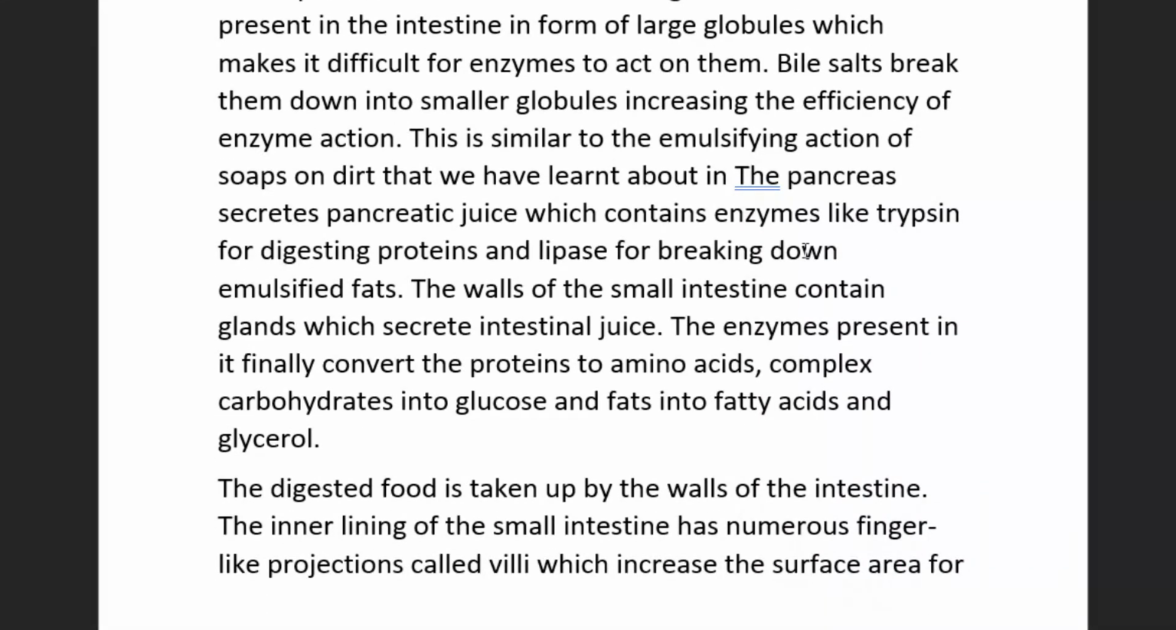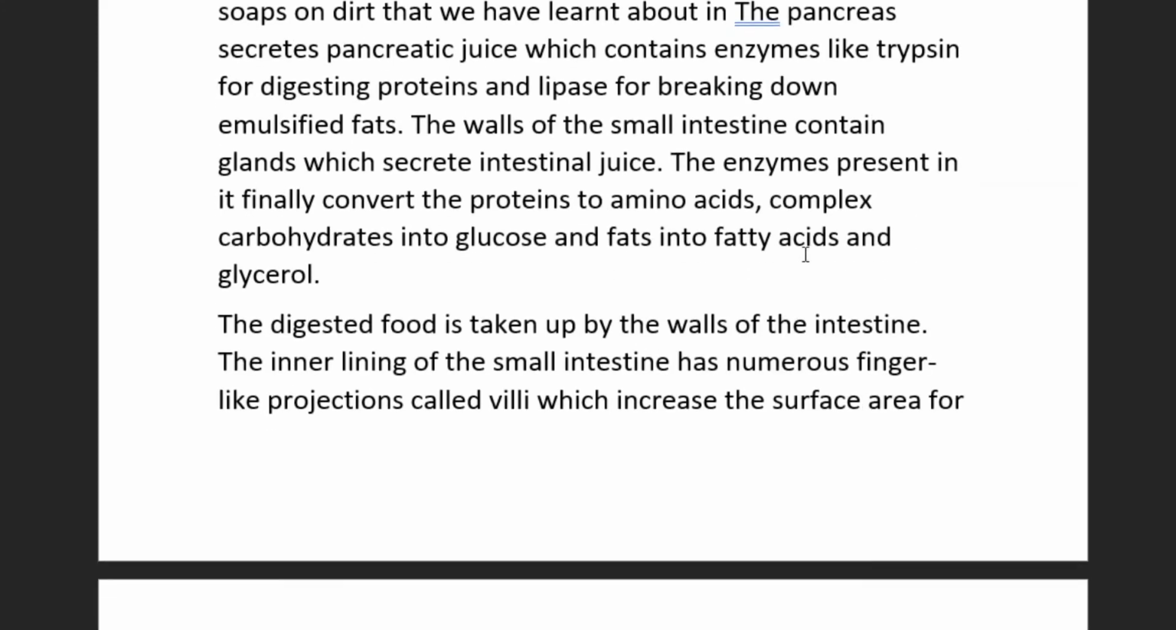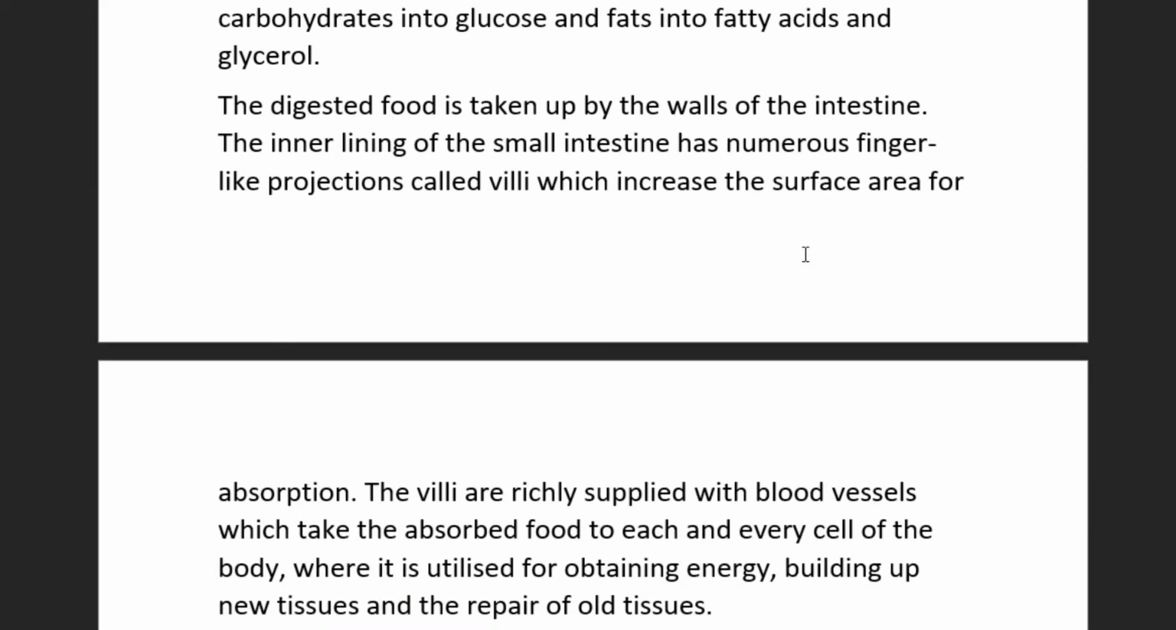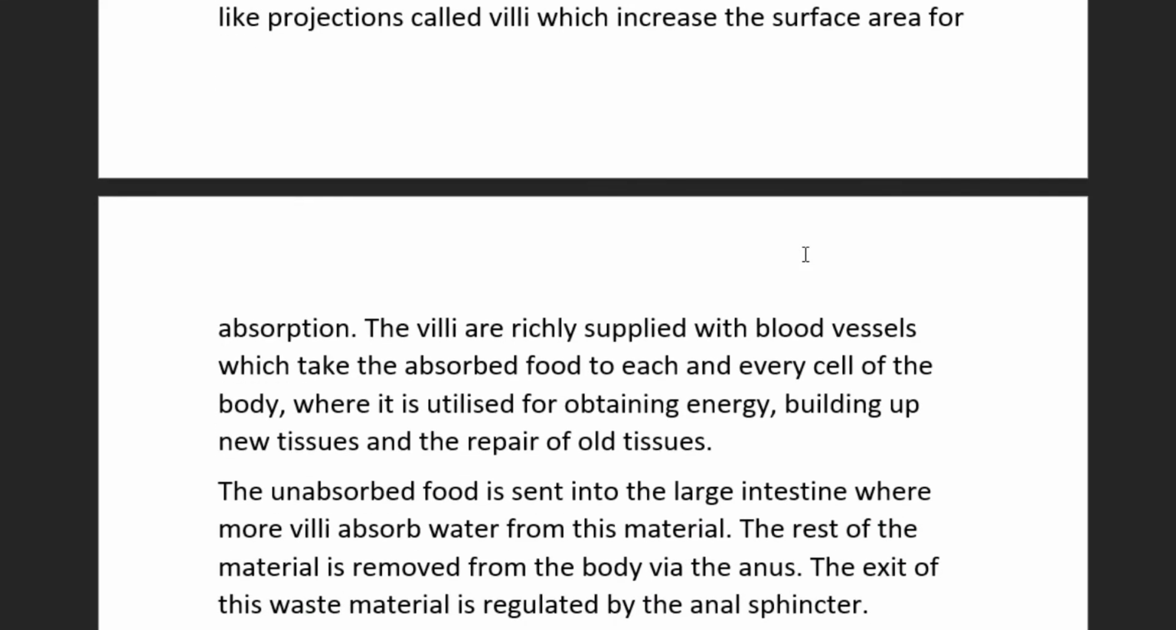The inner lining of the small intestine has numerous finger-like projections which are called villi, and which increase the surface area for absorbing the food. The villi are highly supplied with blood vessels which take the absorbed food to each and every cell of the body where it is utilized for obtaining energy, building up of tissues and repair of the older tissues.